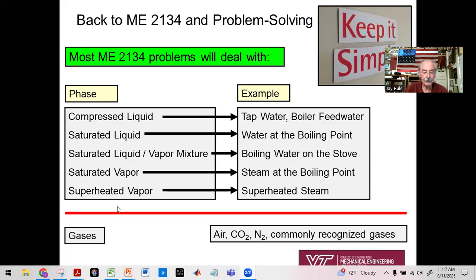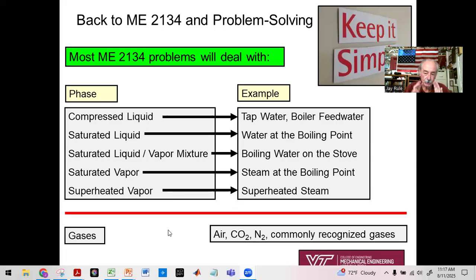That's superheated vapor. And now I'm going to draw a line because further in Chapter 3, you're going to be dealing with gases. So this part up here is substances that can change phase, like H2O. I've drawn a red line, and then further in the chapter, we're going to study gases, and that's going to be things like air, carbon dioxide, nitrogen, and other commonly recognized gases.